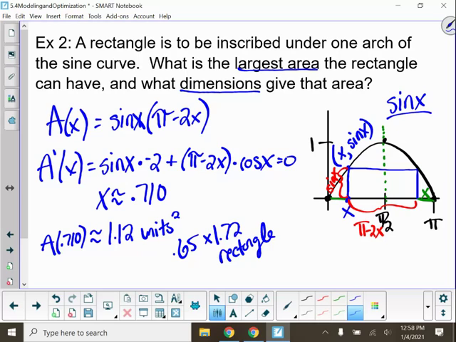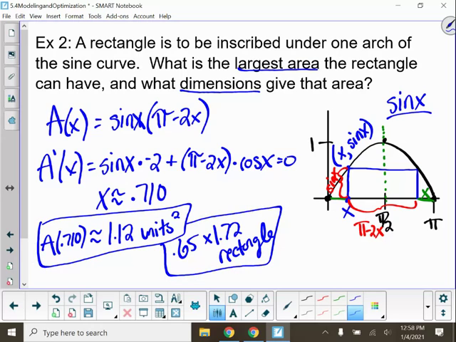So notice it didn't actually ask me what was the value of x. It said, what is the area? And then what are the dimensions of the rectangle? So with these questions, you do want to make sure that you are answering the question that is being asked, not the one that you think is being asked, because that can be different depending on your situation.